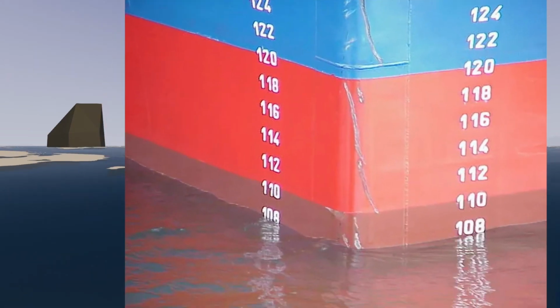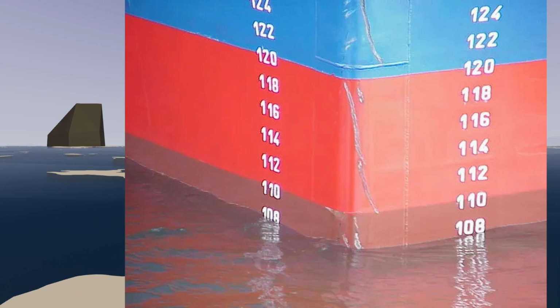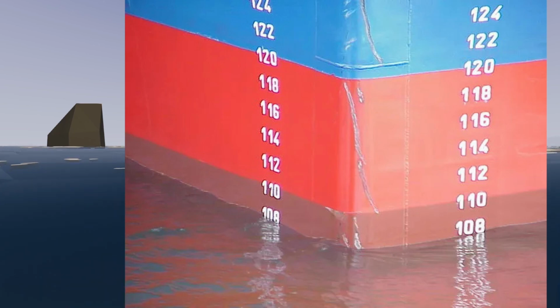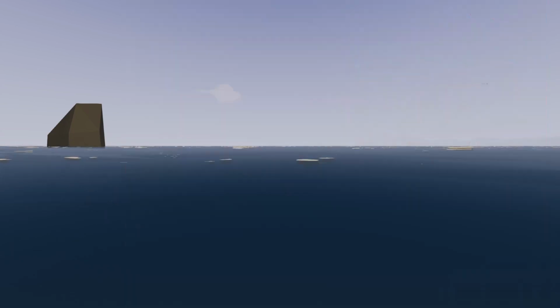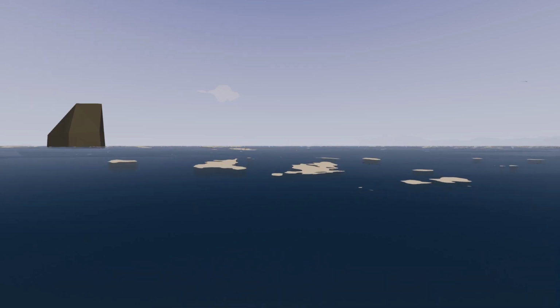Have you ever seen these markings at the stem, amidship, and stern of the ship? You likely know them to be draft markings, but there's more to it than that. The volume of the ship below the water at each of those markings is known and usually available for use in the ship's manuals. Using these tables, the loaded weight of the ship can be calculated. These markings therefore essentially act as a sort of weight scale for the ship.